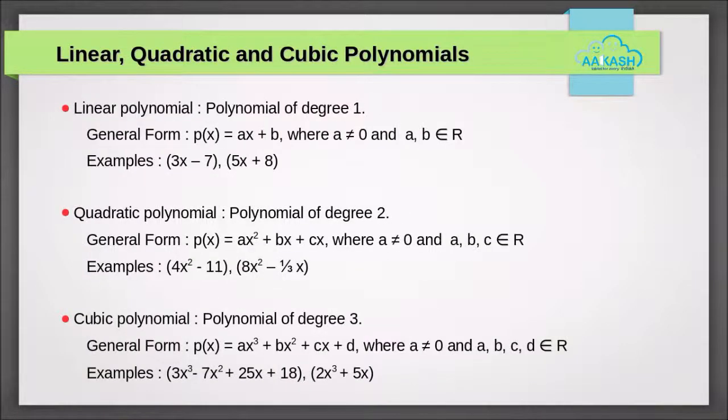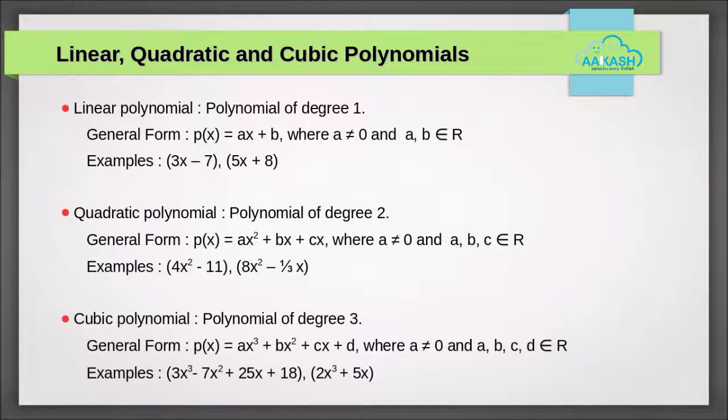Linear, quadratic, and cubic polynomials. Polynomials of degree 1 are called linear polynomials as their highest order is 1. Their general form is ax plus b. Similarly, a quadratic polynomial has degree 2 and its general form is ax squared plus bx plus c. A cubic polynomial has degree 3 and its general form is ax cubed plus bx squared plus cx plus d.